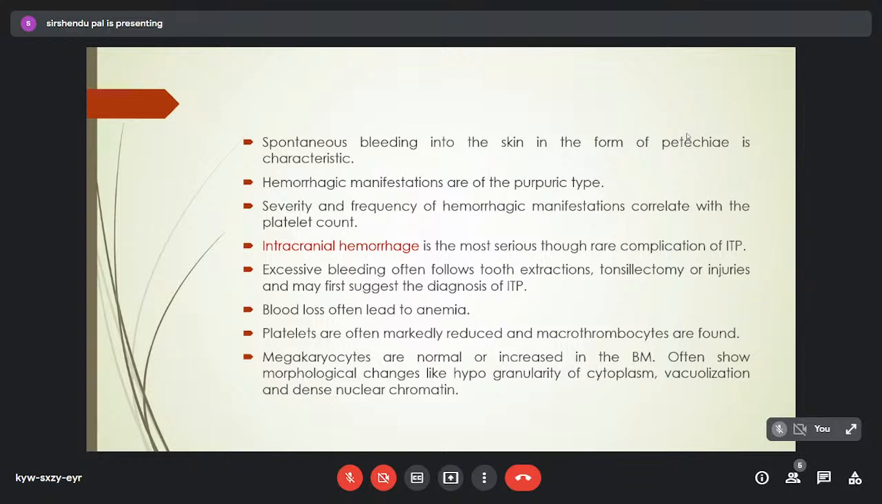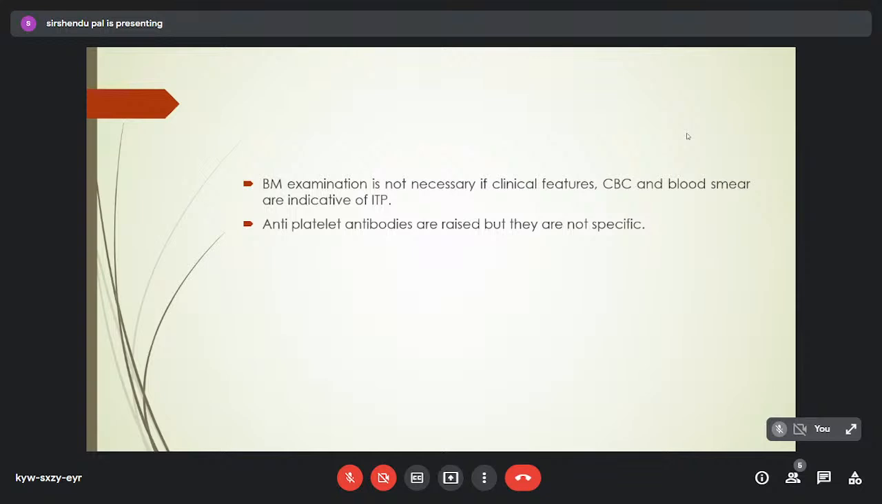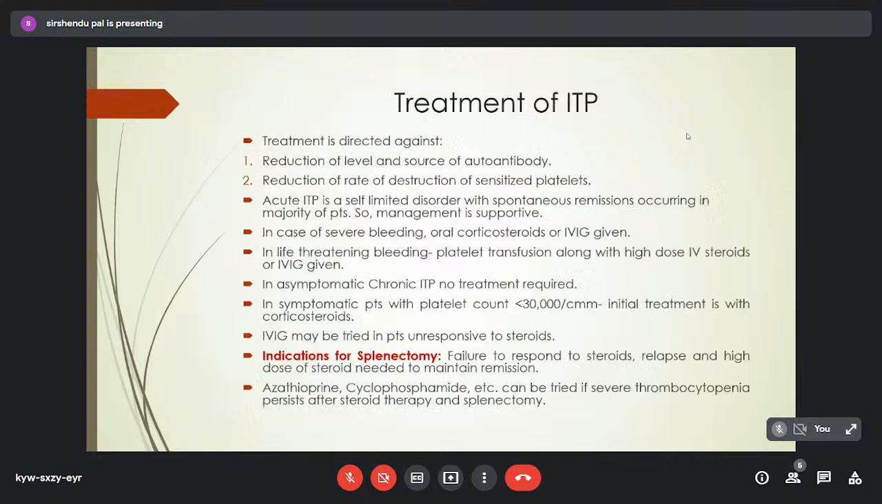Intracranial hemorrhage, although rare, is the most serious complication of ITP. Excessive bleeding often follows tooth extractions and tonsillectomy, and this may be the first suggestion that the person is suffering from ITP. In that case, we don't need a bone marrow examination. That means bone marrow examination is not mandatory to diagnose a case of ITP. Antiplatelet antibodies are raised, but as they are not specific, we generally do not go for the detection of the antiplatelet antibodies, and they also require reference labs for the detection.